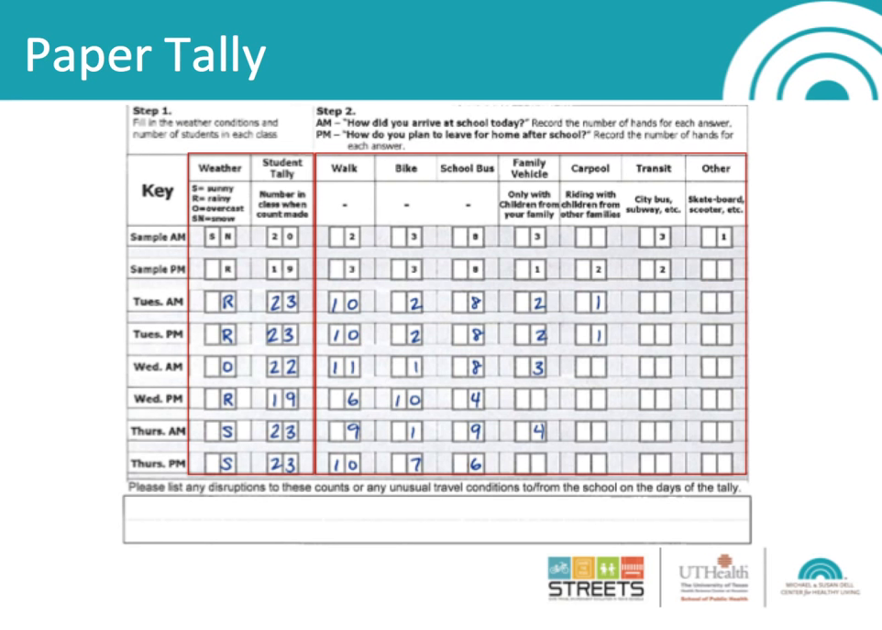Step 2. Ask students, how did you arrive at school today, and read each option. Record the number of hands raised for each answer. Then ask, how do you plan to leave for home after school? Again, after reading each option, record the number of hands raised for each. It is a good idea to read all the travel mode choices for your students before taking counts so they know and understand the options.